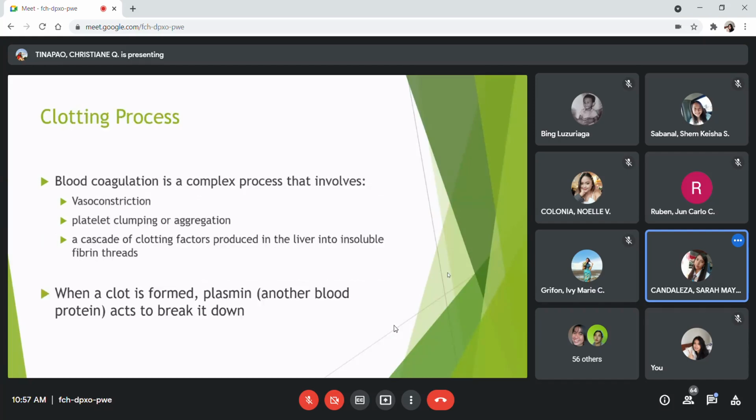So here is the clotting process. The clotting process involves vasoconstriction, platelet clumping or aggregation, and a cascade of clotting factors produced in the liver into insoluble fibrin threads. And when a clot is formed, plasmin acts to break it down. It was mentioned in the key terms.